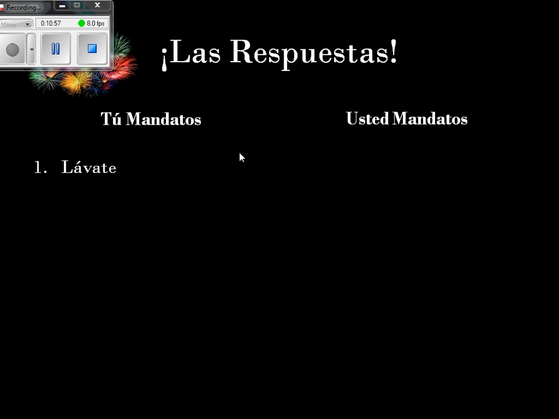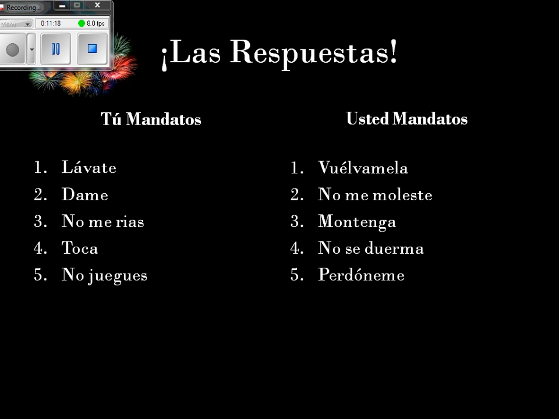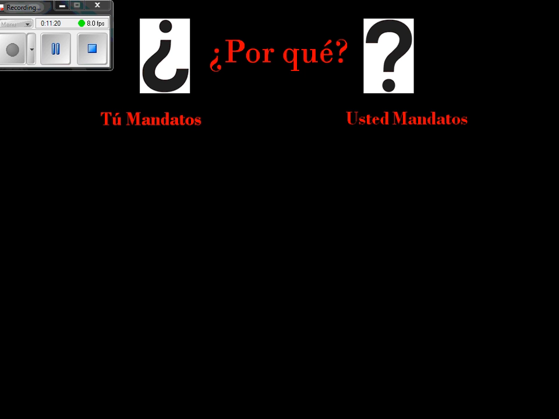Here are the answers. The first is lávate, dame, no me rías, toca, no juegues. For the usted mandatos, vuélvamela, no me moleste, mantenga, no se duerma, and perdóneme.